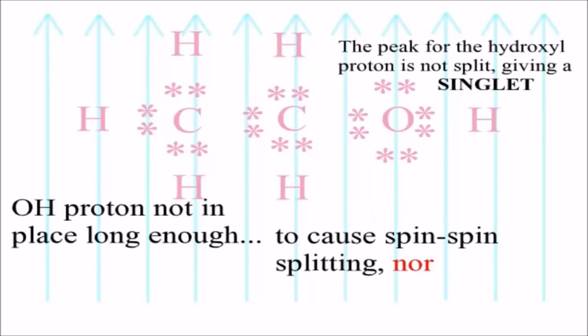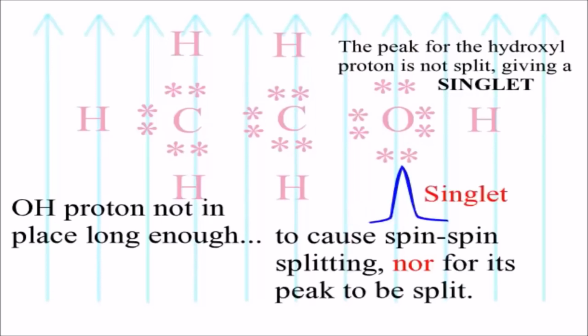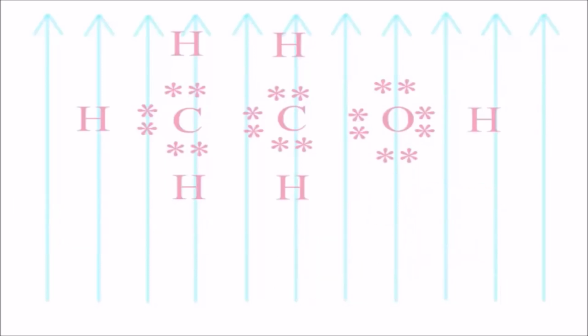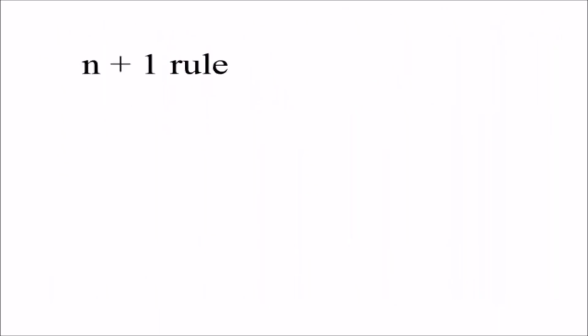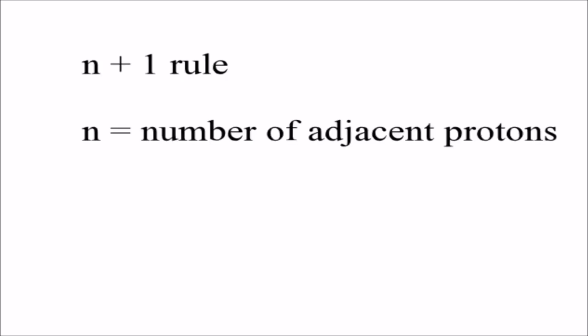And so it's said that the proton in this case doesn't stay around long enough for either it to cause splitting of adjacent protons or for adjacent protons to cause its peak to split. And you'd be glad to know that it's not necessary to use statistics to work out the number of permutations when it comes to spin-spin coupling. You can use the so-called n+1 rule, where n equals the number of adjacent protons, to calculate the number of sub-peaks that will be produced. And you'll see that illustrated in these examples.